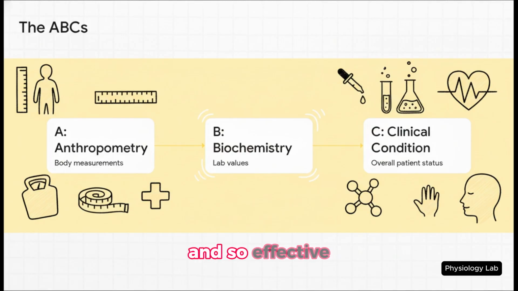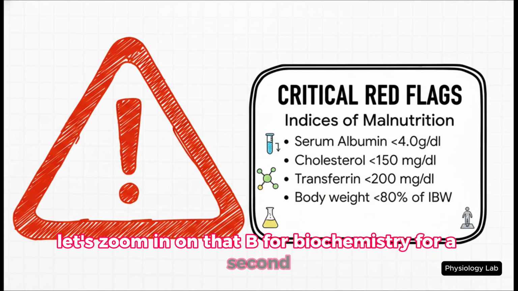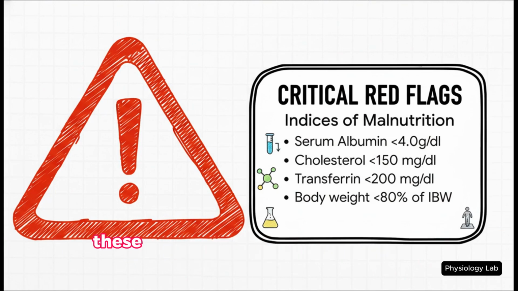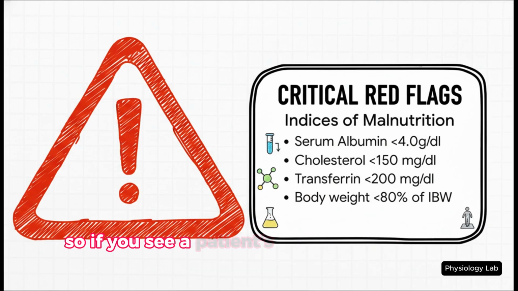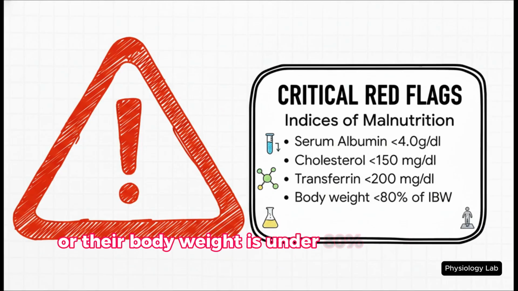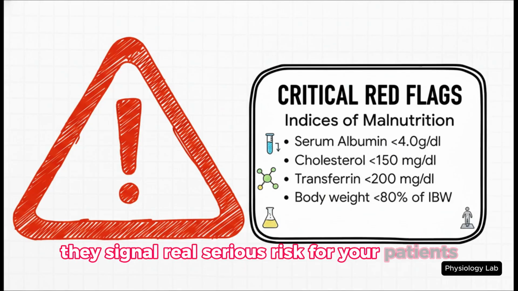And so effective. Okay, now let's zoom in on that B for biochemistry for a second. There are some huge red flags you have got to watch out for. These are what we call the indices of malnutrition. So if you see a patient's serum albumin dip below 4.0 or their body weight is under 80% of what it should be, those are massive warning signs. They need your attention right away. These aren't just numbers to memorize for a test. They signal real, serious risk for your patients.